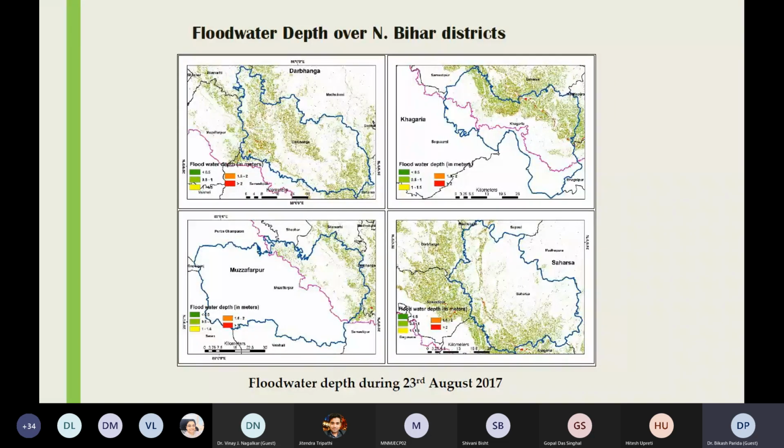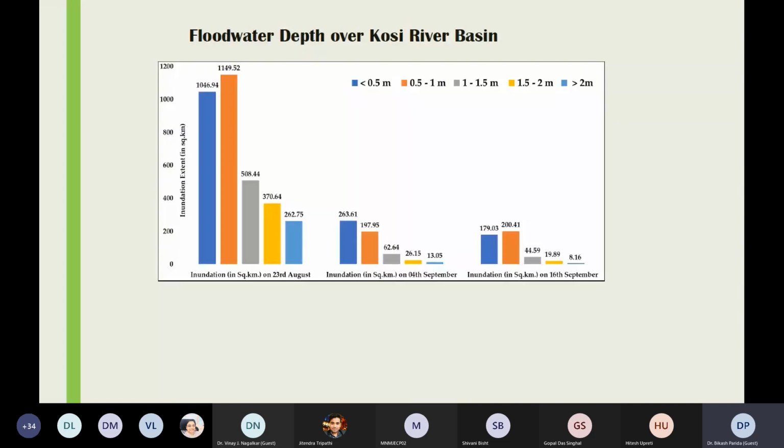Out of all these four, you'll find Darbhanga has heavy flood water depth up to 1 meter. Okay, that's quite a lot. If you see the histogram of how much area has been affected under what kind of depth, you will find around 1000 to 1100 square kilometers of area with a flood water depth of either 0.5 meter or up to 1 meter. Okay, more than 1 meter you will find less area. As the depth increases, the area under that depth also declines.